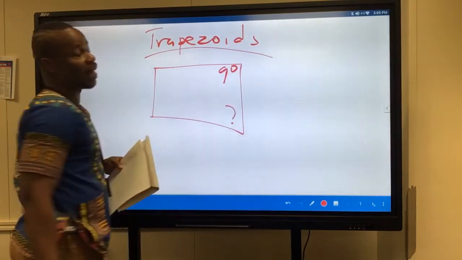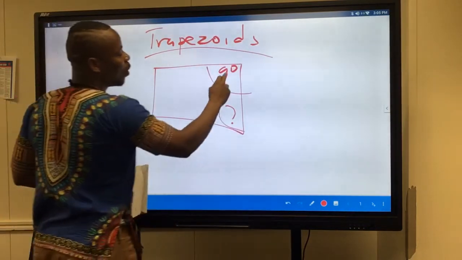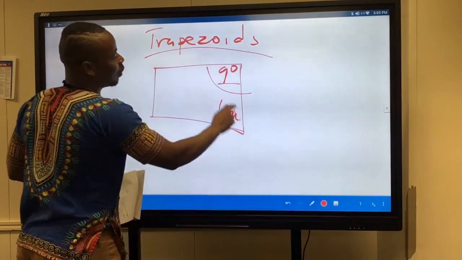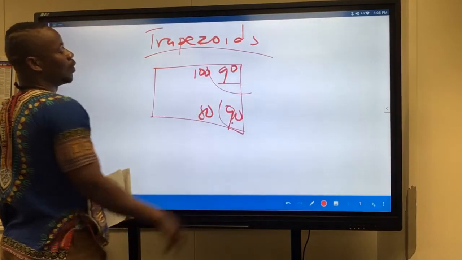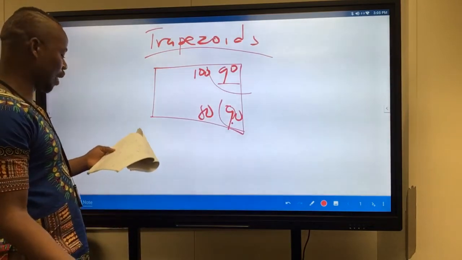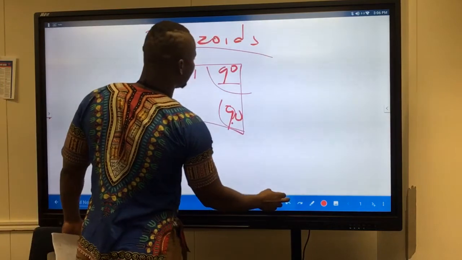What will be the angle here? I told you that the adjacent angles add up to what? 180. So it means this is 90, this is also 90. What if this is 100? Okay, then this will be 80. That's the whole idea. So that's the first example of finding an angle.